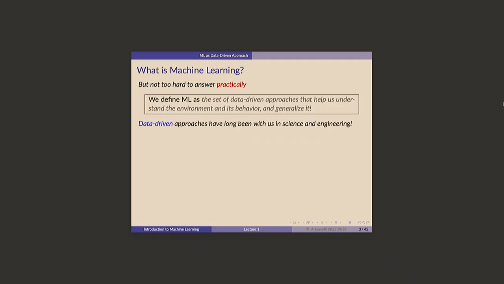This is the way that I define it. Machine learning is a set of data-driven approaches that help us understand the environment and its behavior and generalize it. These are the main components that we need in machine learning. First of all, understand the environment, find out what its behavior is, and this understanding should be able to generalize. Through a semester with different sorts of examples in machine learning, you're going to get this idea. What do we mean by every single one of them?